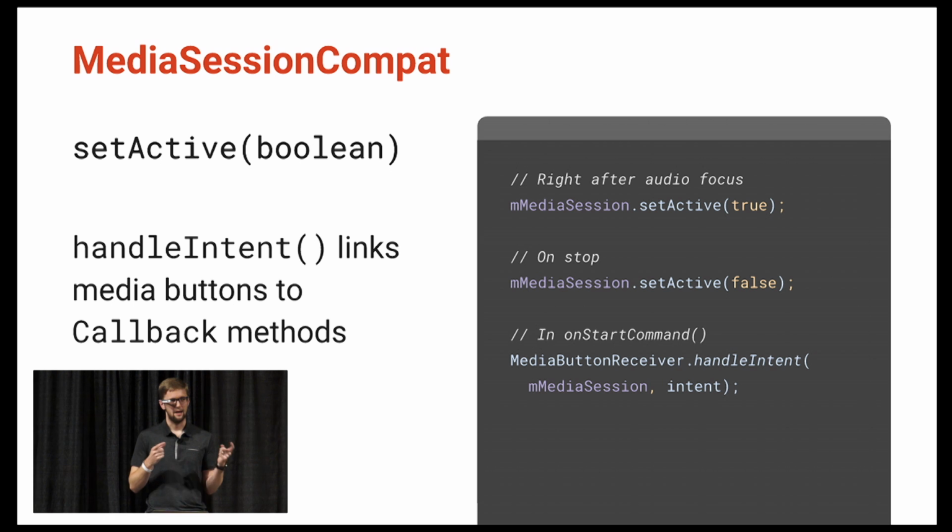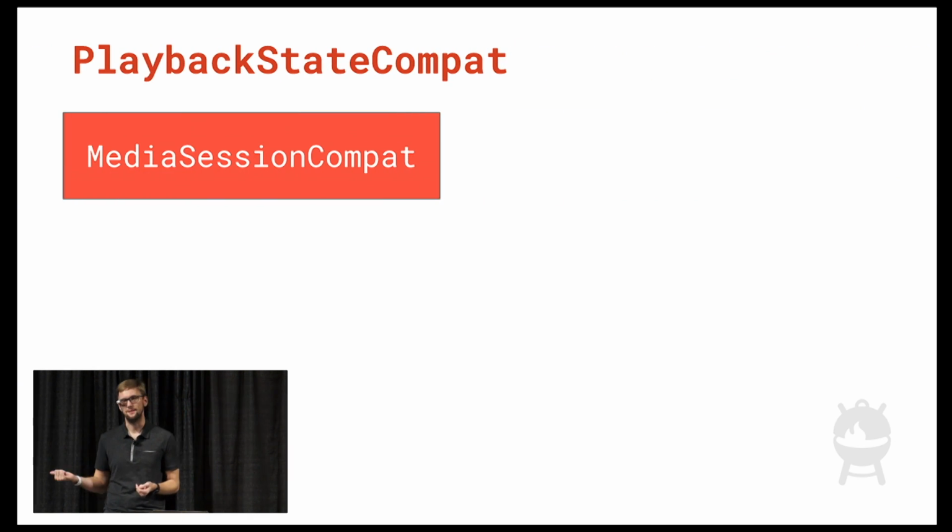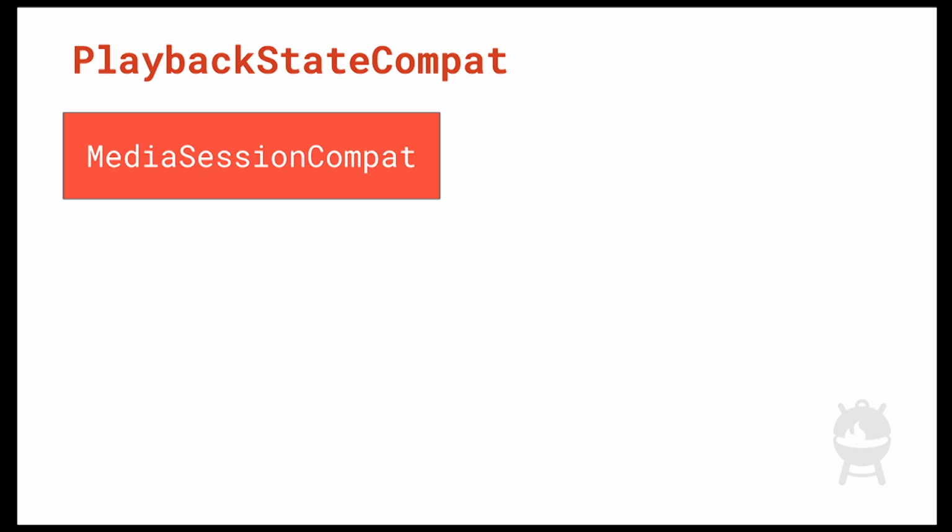Now, how does media session know anything about what toggle play should do? We haven't actually told it if we're playing or not. That's what media state compat is for. So you can think of media state compat as kind of all of the information about what your app is currently doing, right? While you may know within your app, are we playing, are we pausing, are we buffering, the system knows nothing. You haven't told it anything. So we'll have to do exactly that using setState.